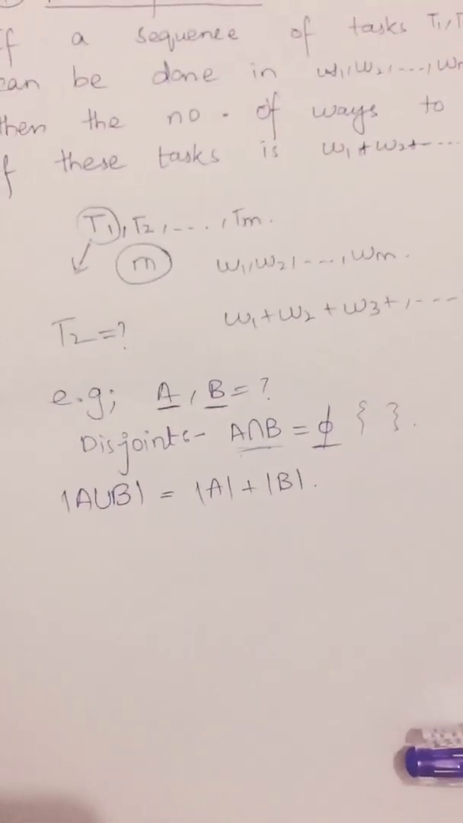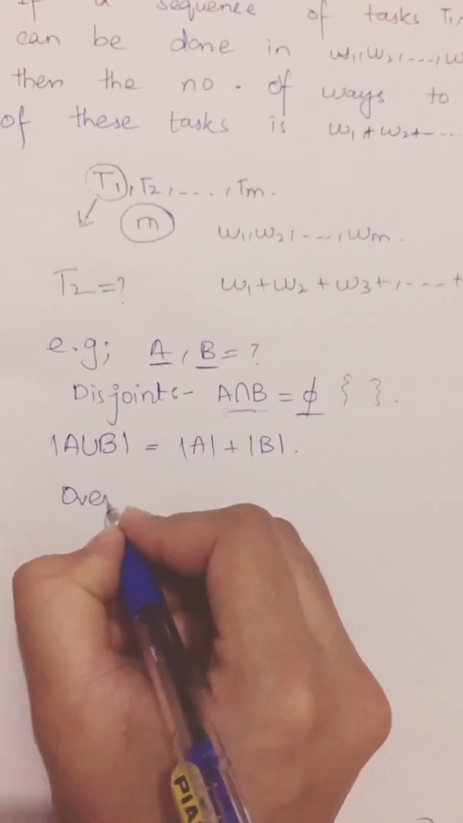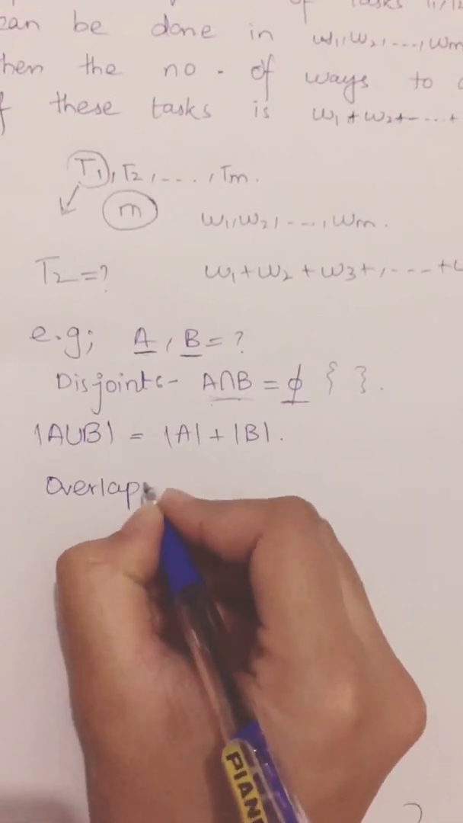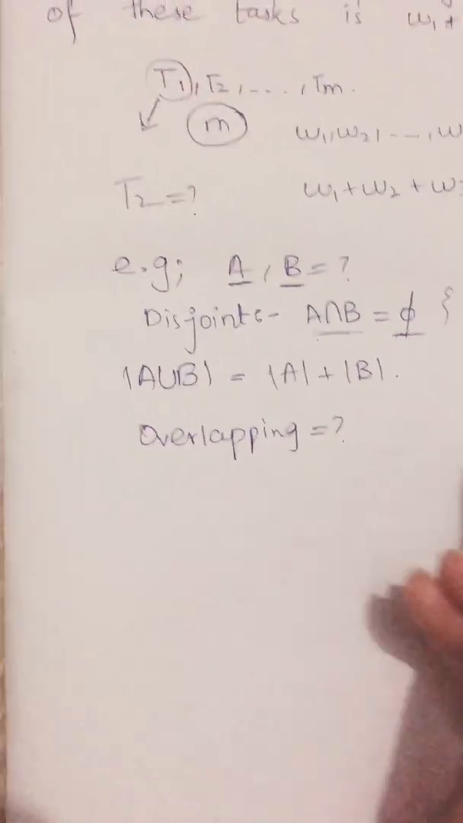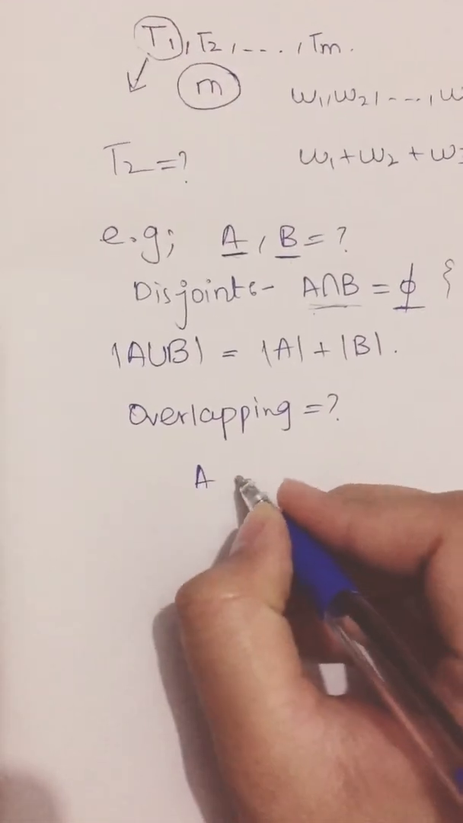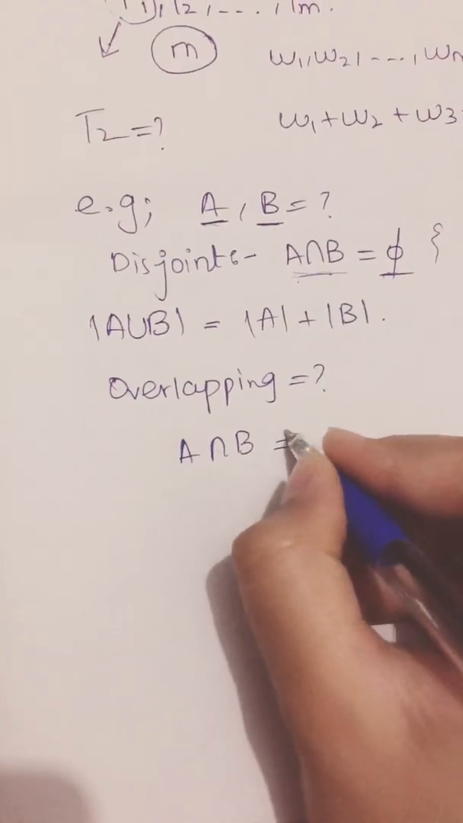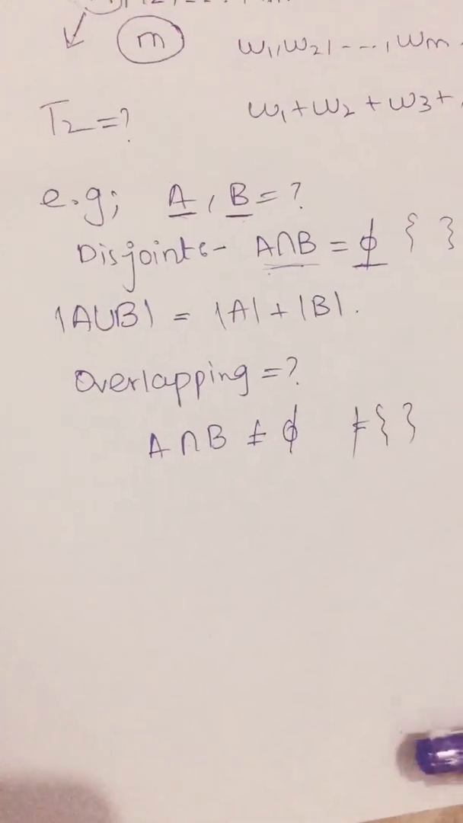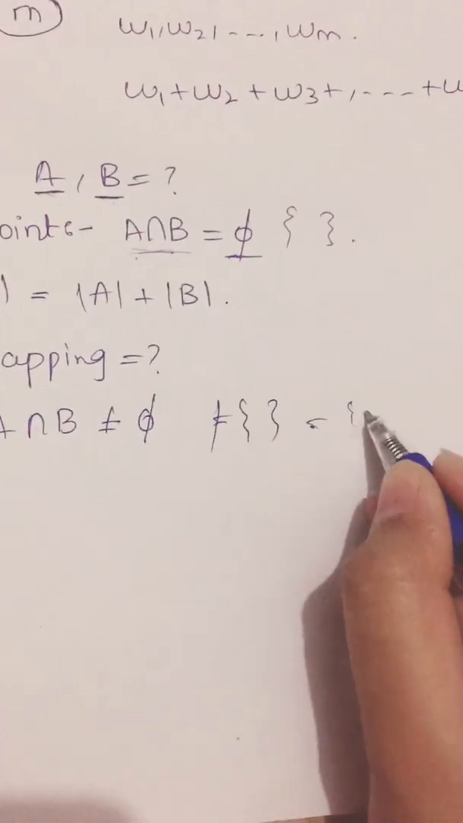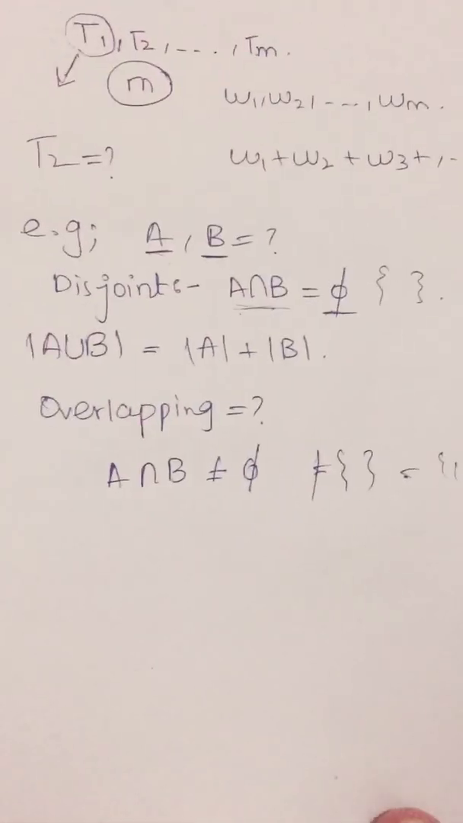There would be a question in the student's mind: ma'am, what do we need to do if we have overlapping sets? If the sets or the tasks are overlapping, it means the intersection of the 2 does not equal phi. It always gives you some value. Let's suppose 1, 2, 3, 4.